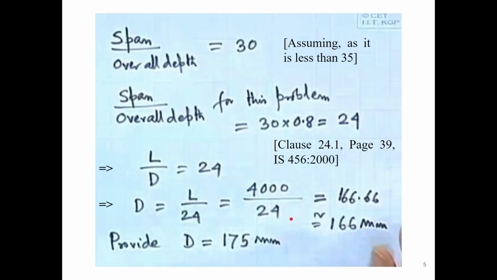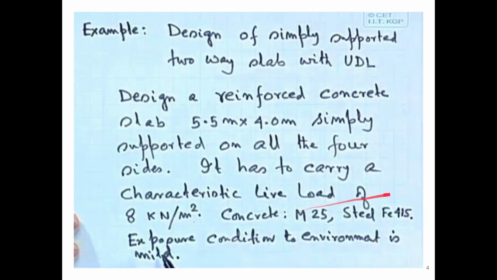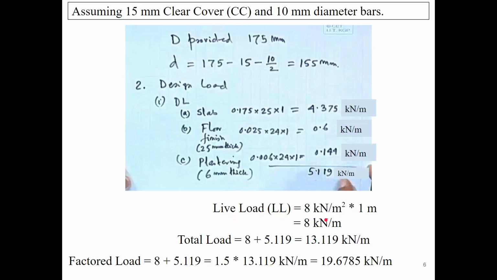And live load, I think it is mentioned. Yeah, so characteristic live load is 8 kilonewton per meter square. Taking the width as 1 meter, it will be 8 into 1, that is 8 kilonewton per meter. Therefore the total load will be 8 plus 5.119, which comes out to be 13.119 kilonewton per meter.